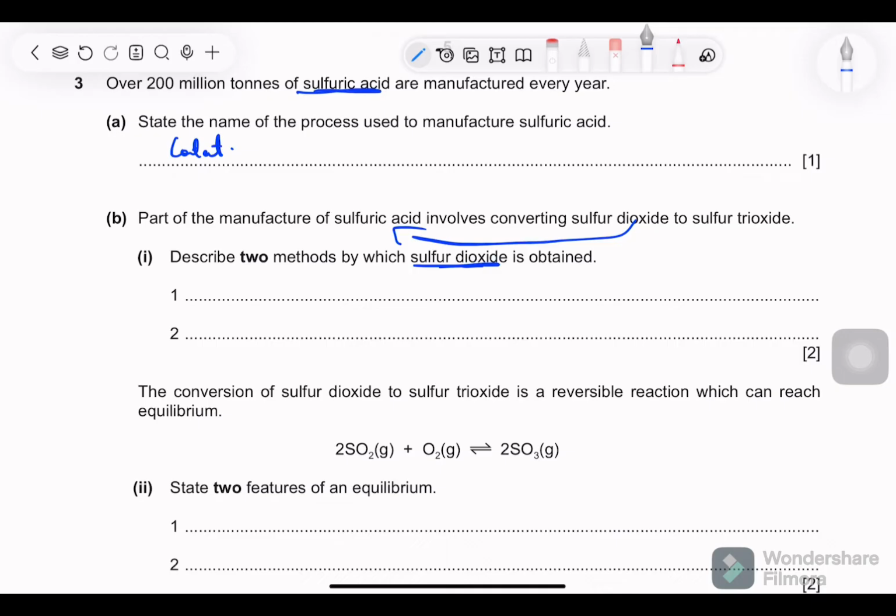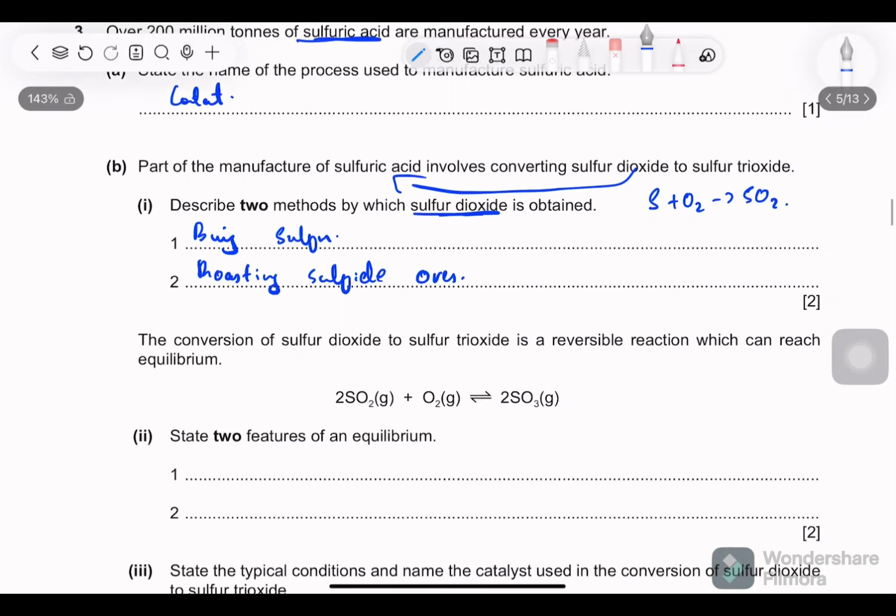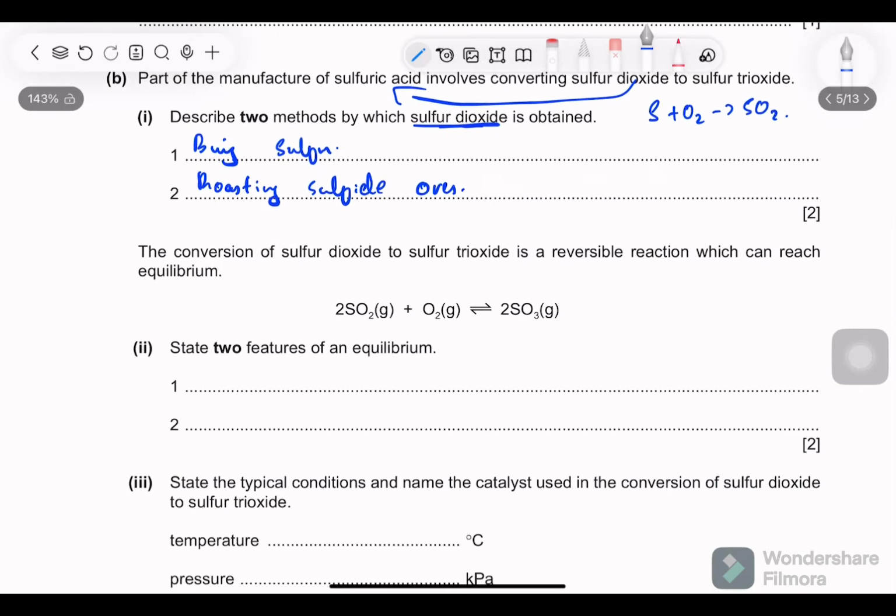So they're asking for two methods by which sulfur dioxide is obtained. Sulfur plus oxygen will give us sulfur dioxide. This means burning sulfur in air, and next is roasting sulfide ores. You just have to memorize this. No equation is needed, however. Just memorize this, and it comes as it is in the exam for either ammonia or sulfuric acid.